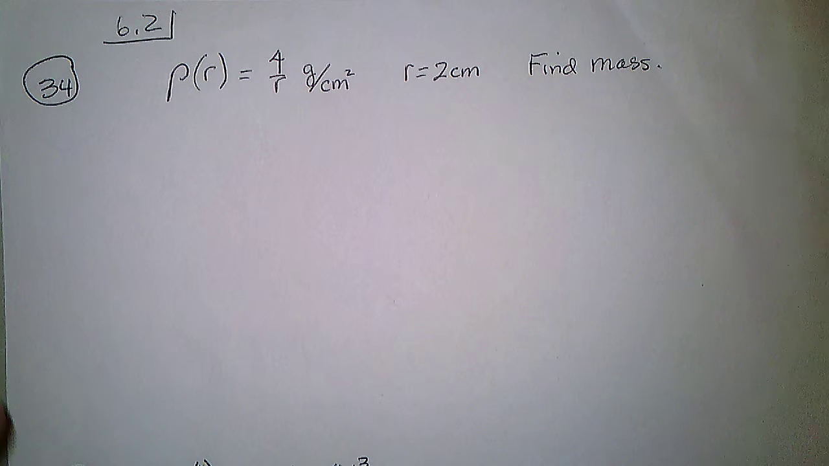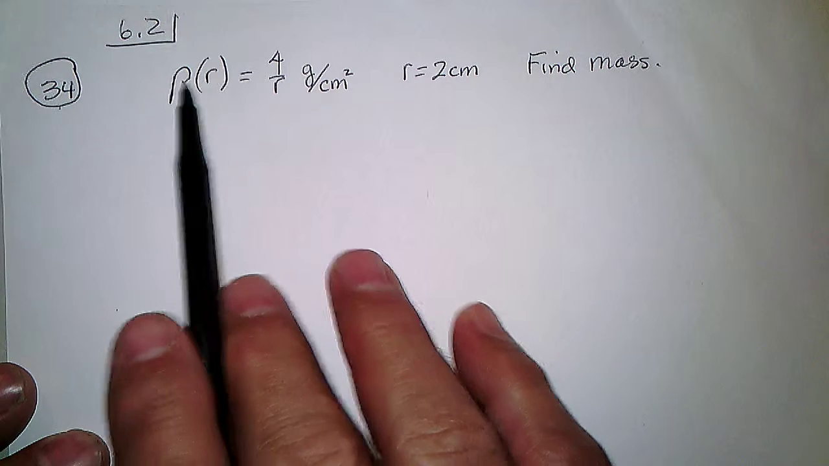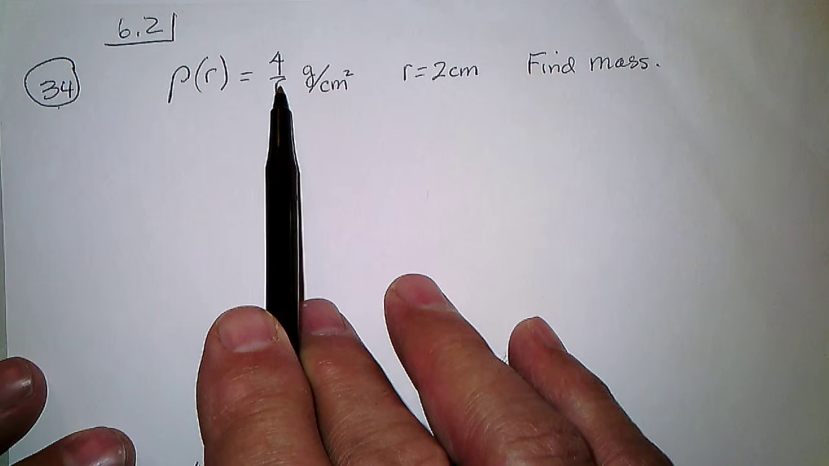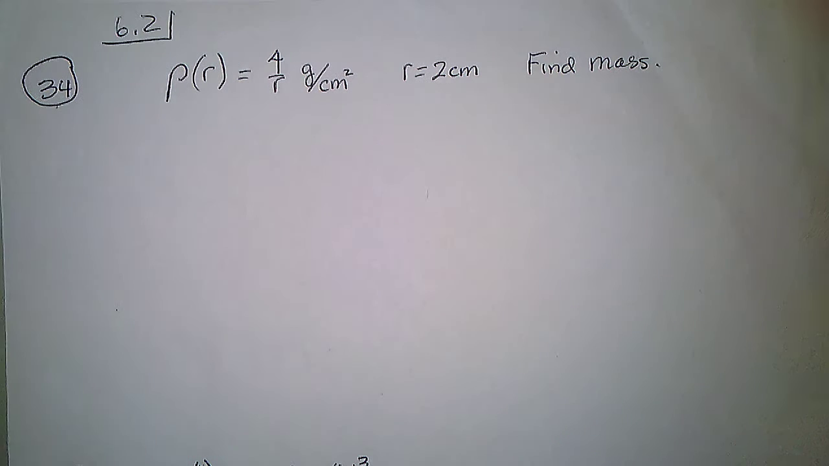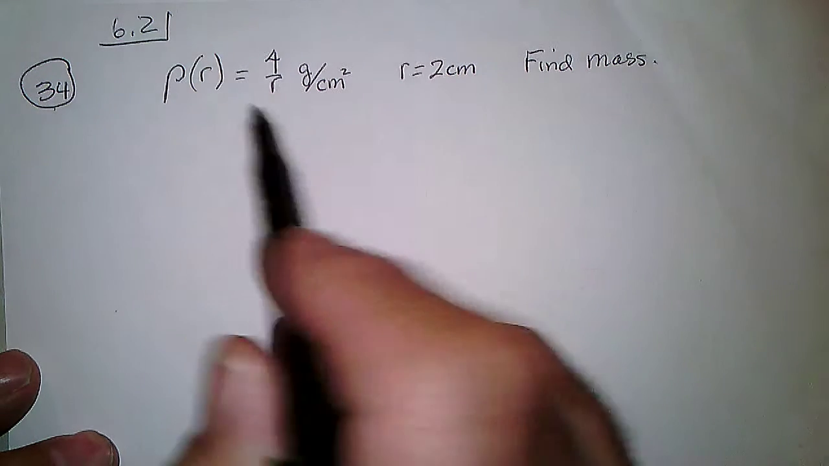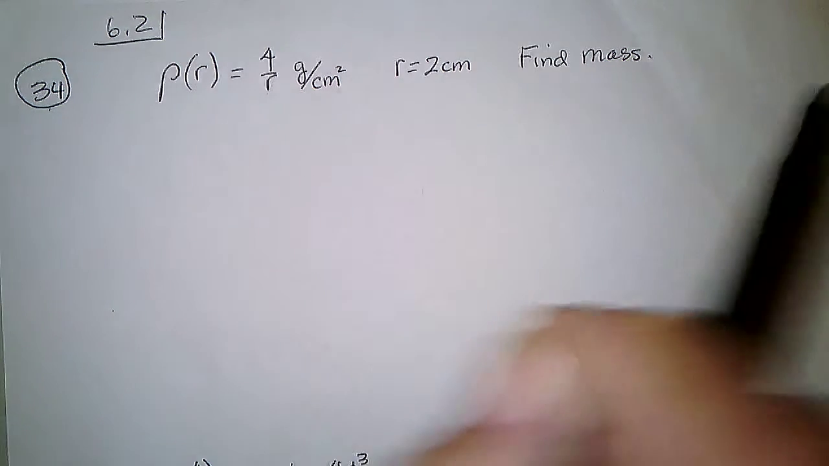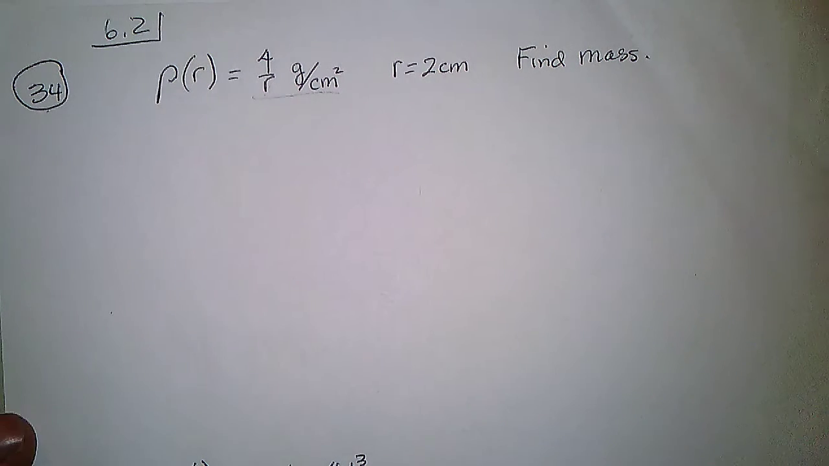All right, let's do 6.2.34. It says the radial density is 4 over r. Now, if r goes to 0, this goes to infinity. But we know the population couldn't be infinity, but that would have to be right at the very center, and only at the very center, no distance out. So even though this says infinity, we're going to get something on this.